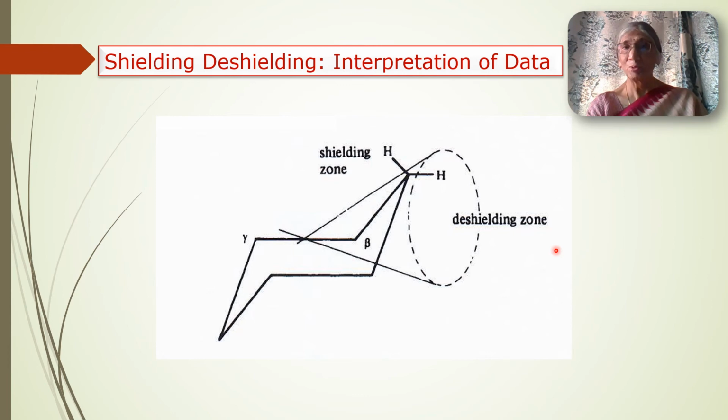Equatorial protons are slightly de-shielded because they are present in a cone which is generated by the gamma, beta sigma electrons. Here it is not the pi electrons, it is the sigma electrons of the bond beta and gamma, and by this a secondary magnetic field is generated. It is paramagnetic in some areas and diamagnetic in others. So equatorial protons fall in the paramagnetic area. Therefore, the equatorial protons are de-shielded.